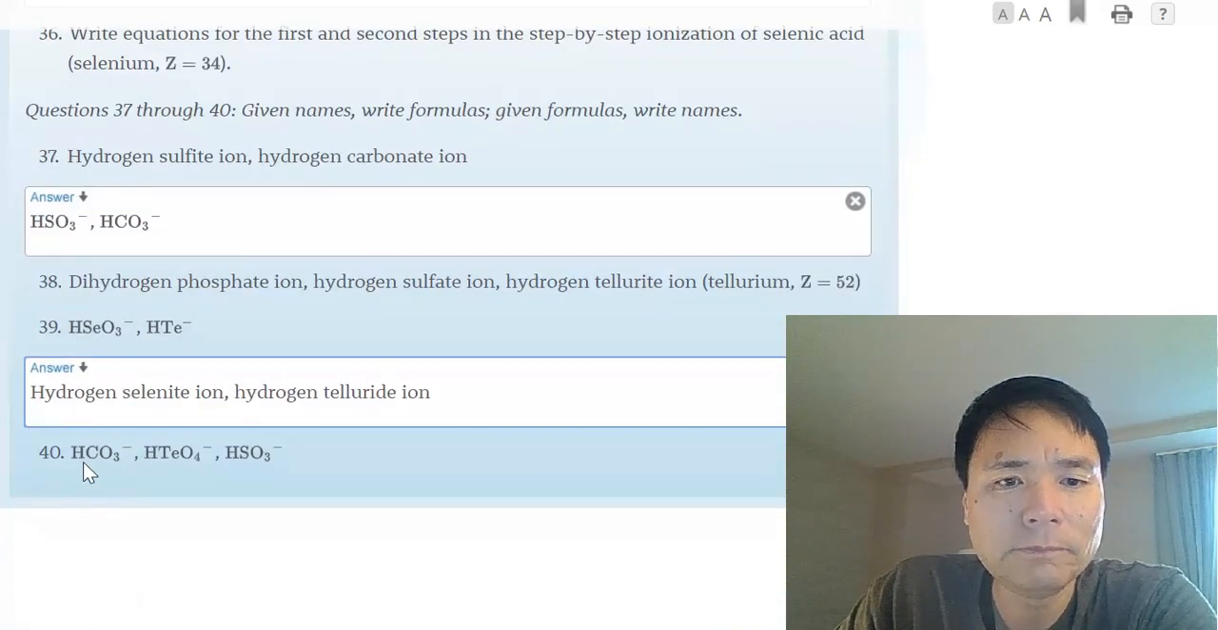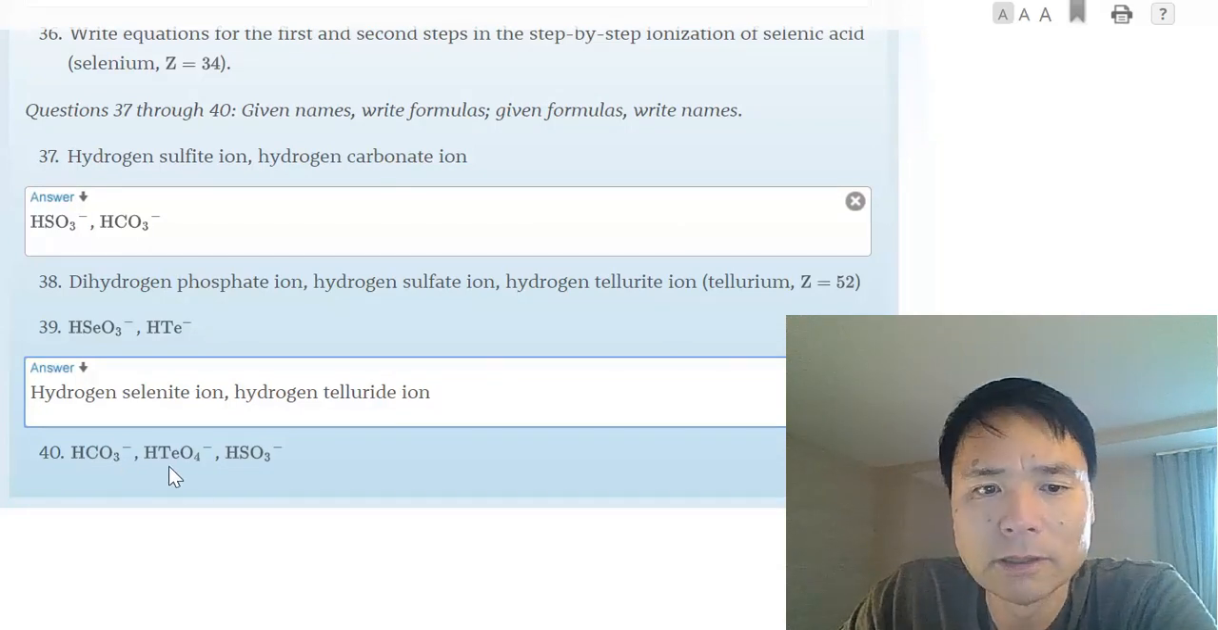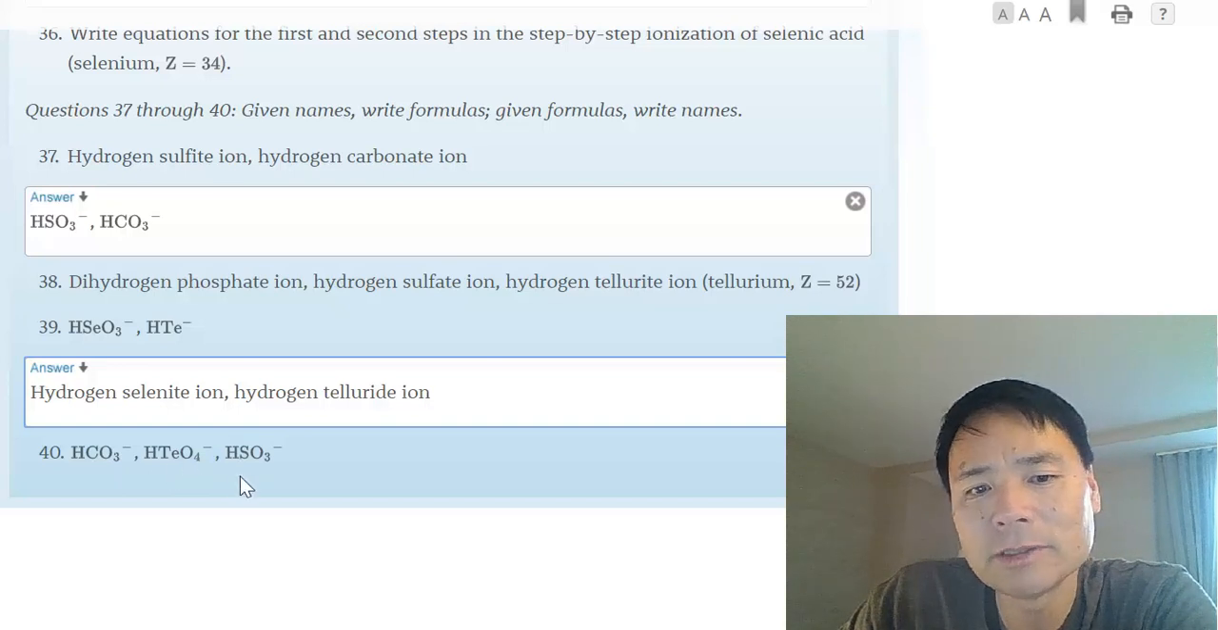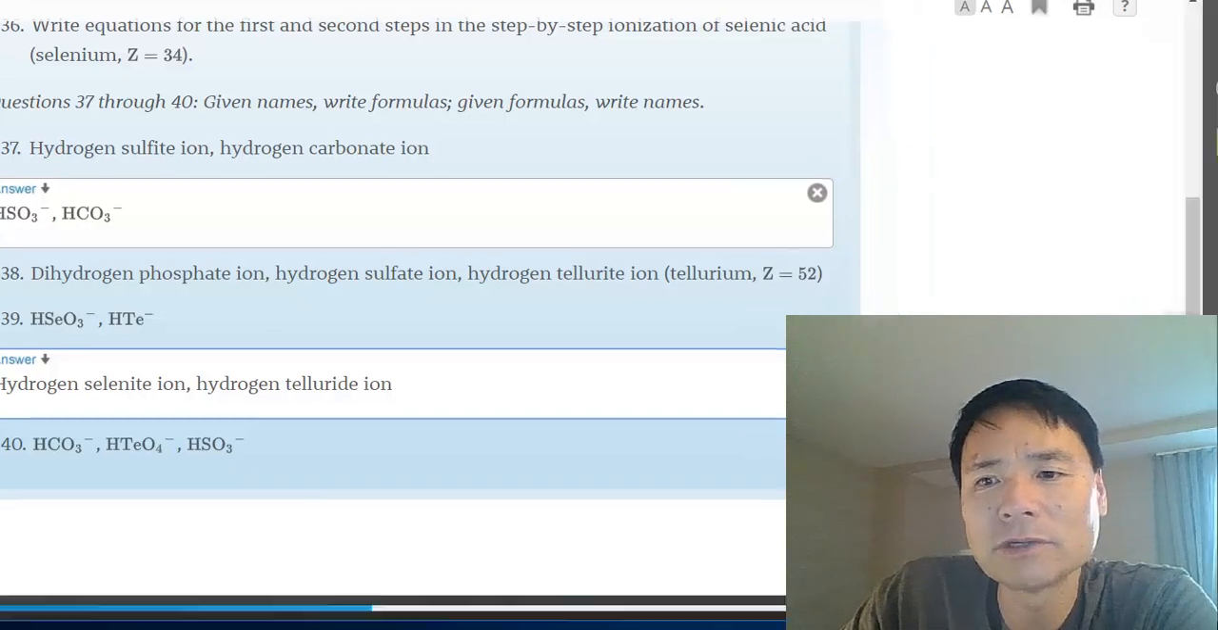And then HCO3 minus is hydrogen carbonate or bicarbonate. HTeO4, okay, TeO4 2 minus is a tellurate, so this is hydrogen tellurate. And then SO3 2 minus is sulfite. Sulfate's SO4. And this is hydrogen sulfite here.